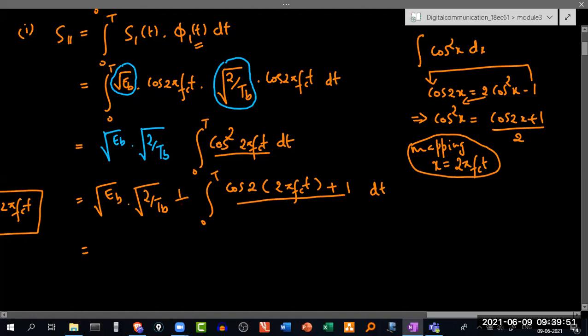So I'll be writing 1 by 2 over here. And right now I've got to integrate these two terms. Because integration is a linear operator, I can apply the integration onto these two terms individually. So I can write dt over here plus integration 0 to T of 1 dt.